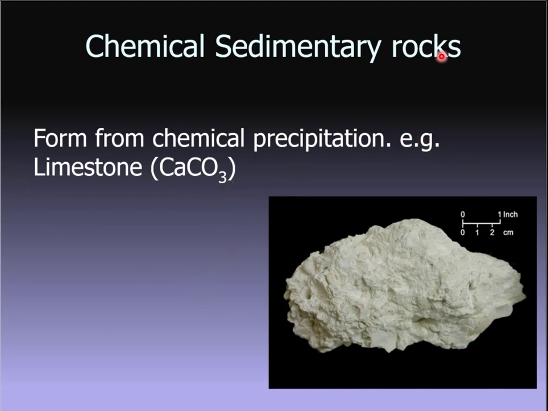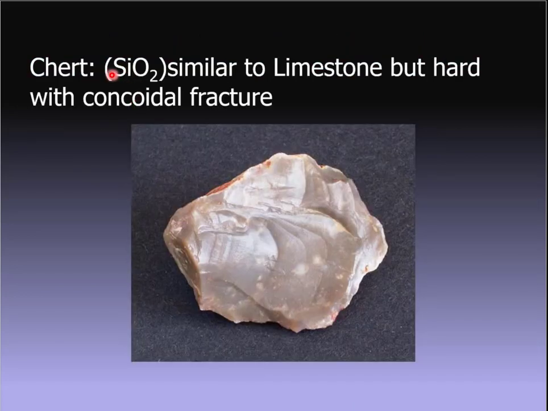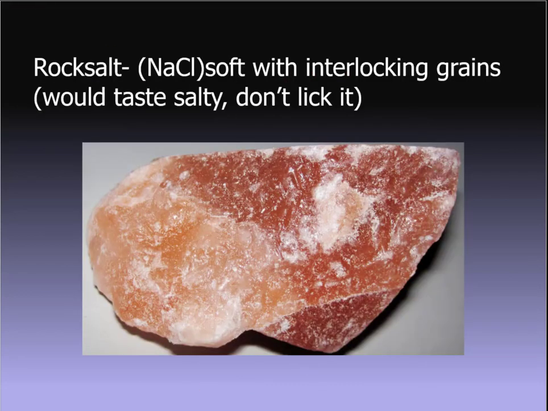These are called chemical sedimentary rocks. And there's a few different kinds. For example, this is limestone. 90% of the rock in Florida is limestone. The other 10% is chert, which is silicon and oxygen precipitated out of seawater. And so most of the other rock in Florida is chert, or at least the rock on the surface that's native to Florida.